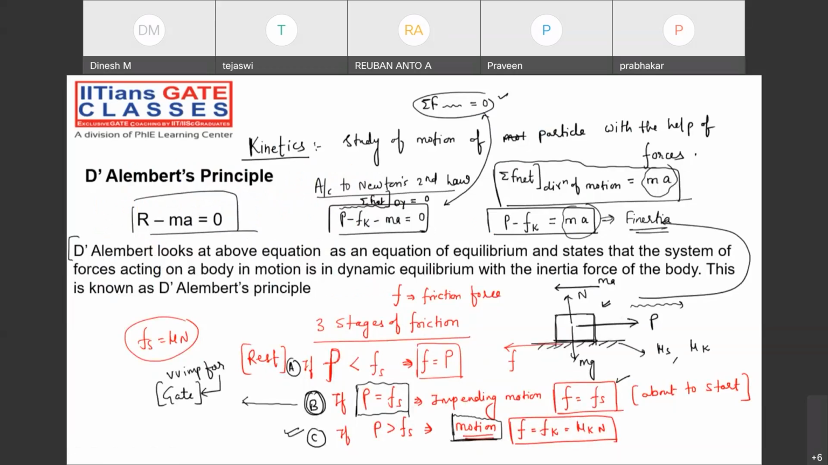For linear motion, you know that the net force must be equal to mass into acceleration. But what happens when the body is doing angular motion? In that case, net torque will be equal to I alpha. Yes or no, guys? Tell me, guys.